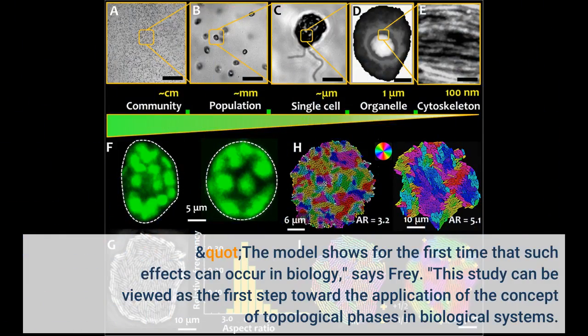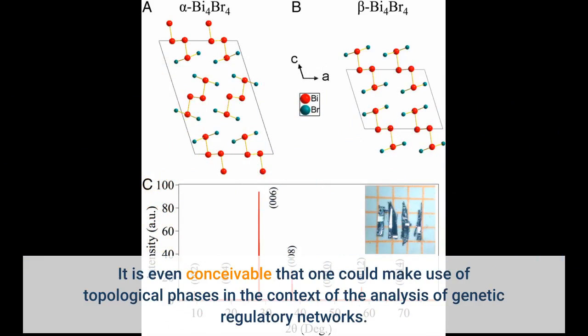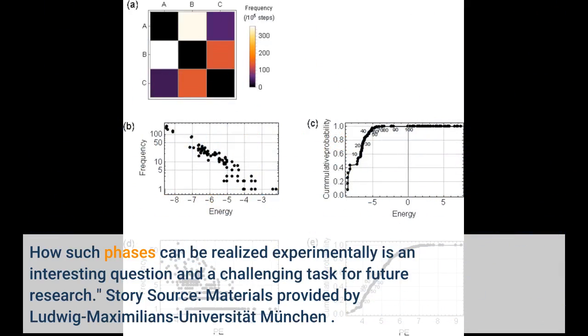"The model shows for the first time that such effects can occur in biology," says Frey. "This study can be viewed as the first step toward the application of the concept of topological phases in biological systems. It is even conceivable that one could make use of topological phases in the context of the analysis of genetic regulatory networks. How such phases can be realized experimentally is an interesting question and a challenging task for future research."